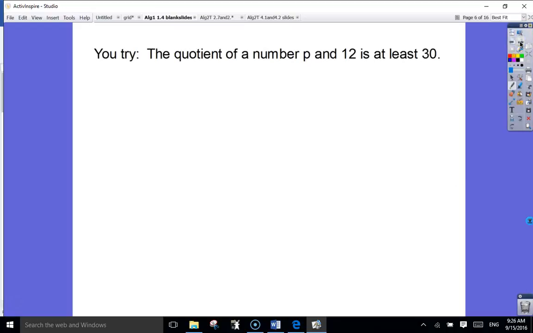Okay, you try. Try to write this down. The quotient of a number p and 12 is at least 30. See if you could turn that into the equation or inequality that it is. You write the quotient of a number p and 12. Okay, so that's that part. Okay, now is at least 30. Which symbol are you going to use?